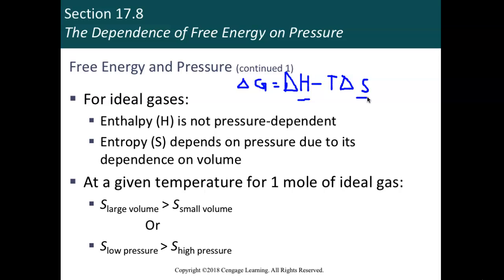Enthalpy or heat is not dependent upon pressure. But entropy does depend on pressure because the entropy will change with a change in volume. Again, if there's a large volume, the entropy is greater because there's more disorder than if there's a small volume. So a large volume corresponds to low pressure. A small volume generally corresponds to high pressure because pressure and volume are inversely proportional to one another.